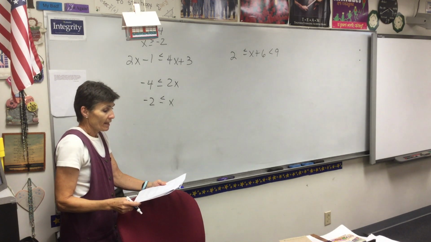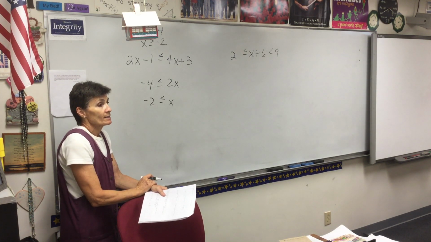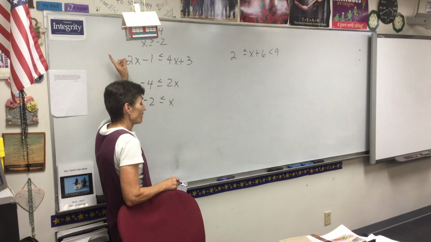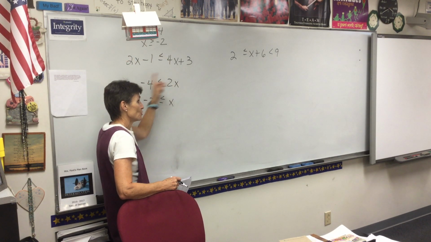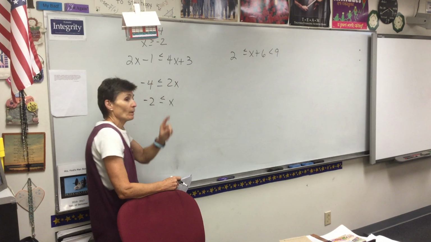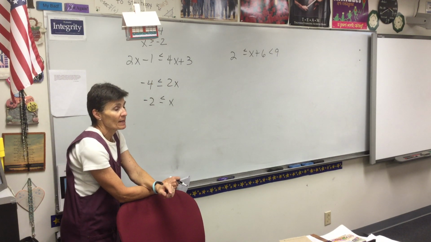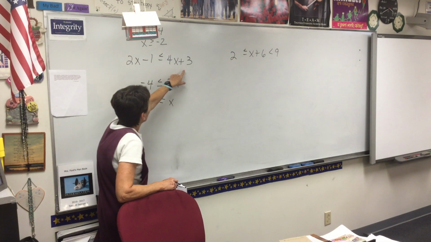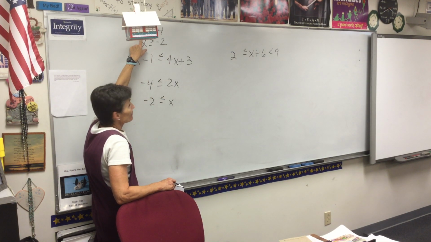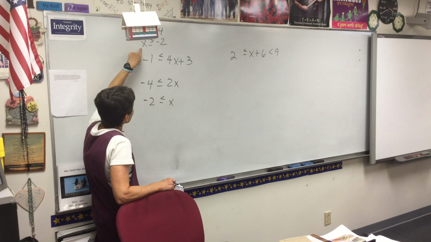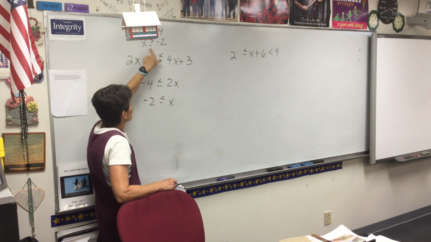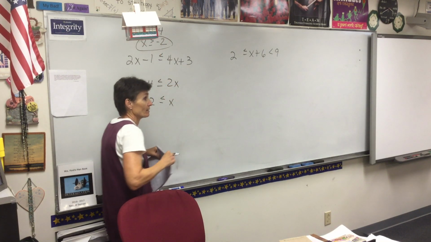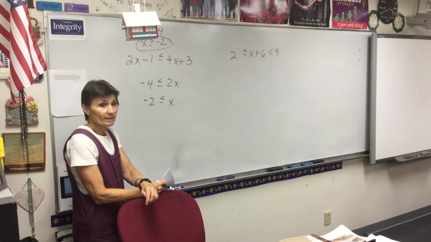I did number A both ways. And when I say both ways, I mean I put the X's on the left and I put the X's on the right because you can move in either direction. What I want you to see is you get the same answer. If I subtract 4x and add 1, this is what I get. When I divide by the -2, I have to switch that sign. So how many of you got x is greater than or equal to -2? Okay, you did the right thing, good.